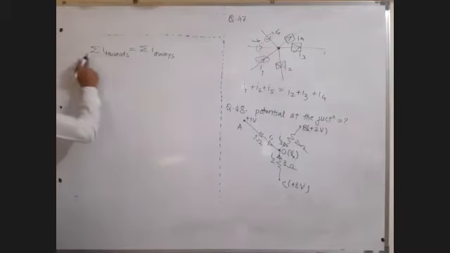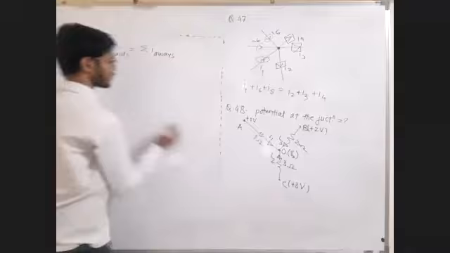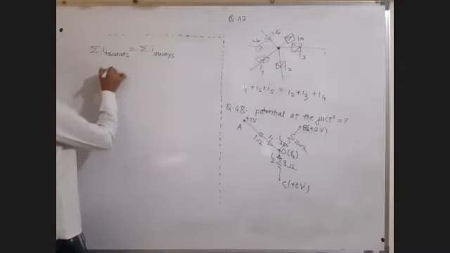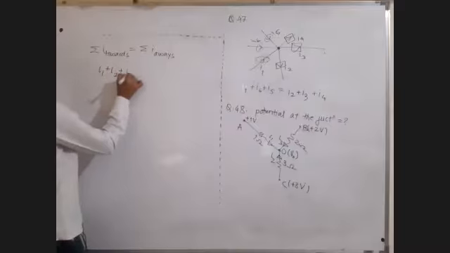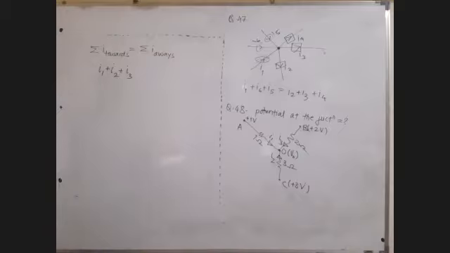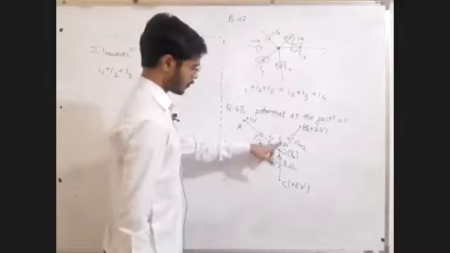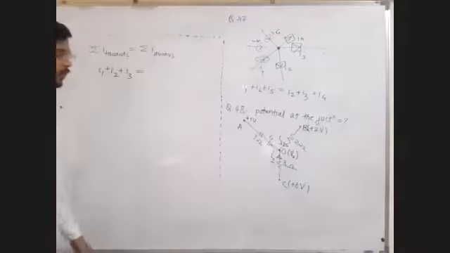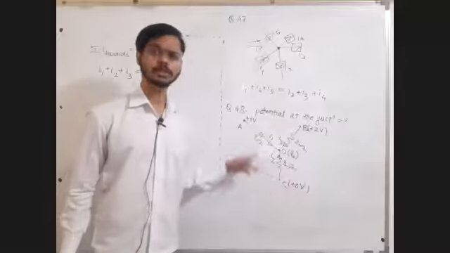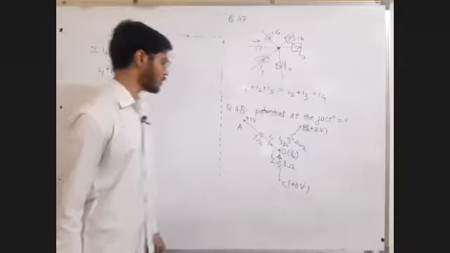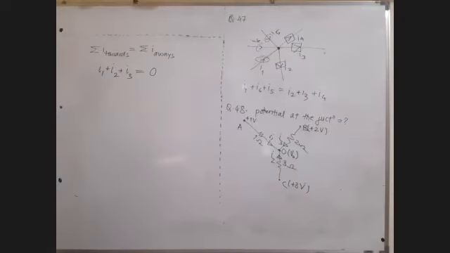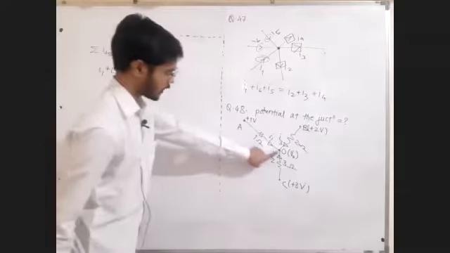Now let us write all currents flowing towards the junction. That is I1 plus I2 plus I3, all currents flowing towards the junction. I1 plus I2 plus I3 is equal to all currents flowing away from the junction. Now there is no current flowing away from this junction, so I will write it as 0. Now I want to find the potential at this point.